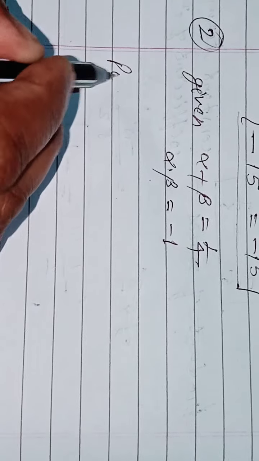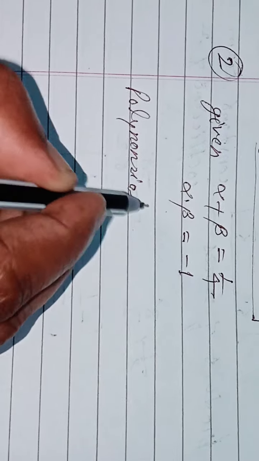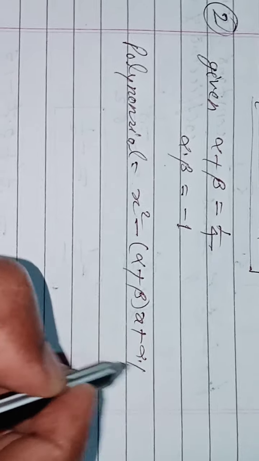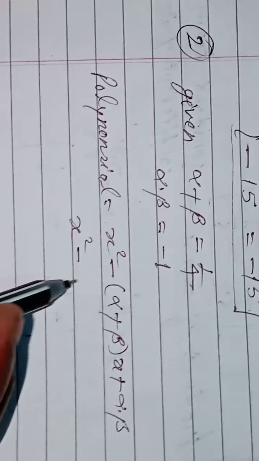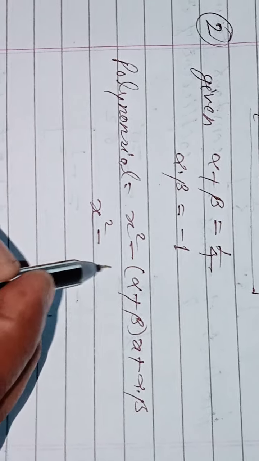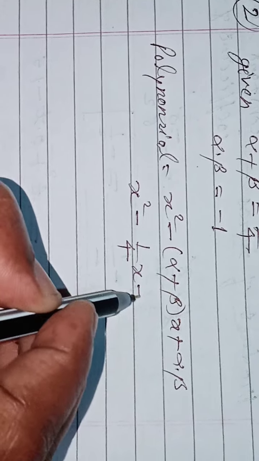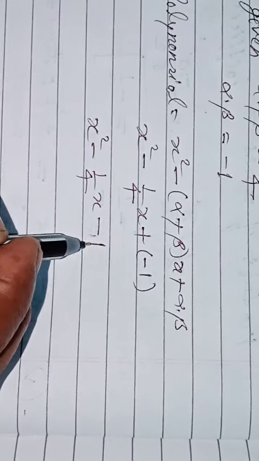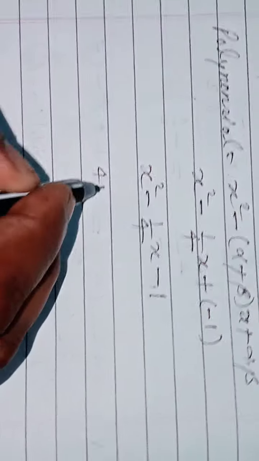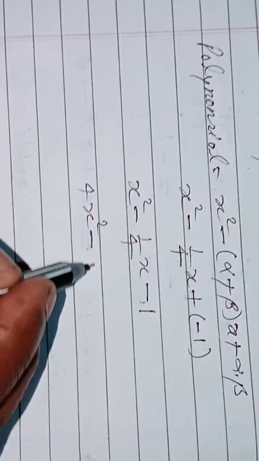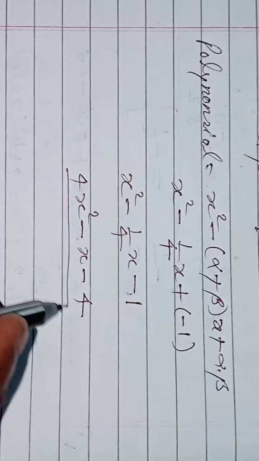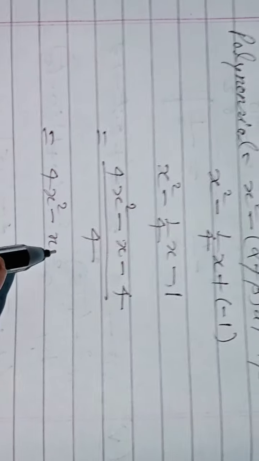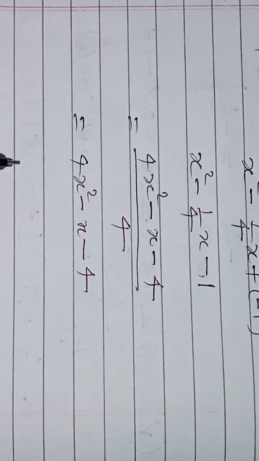First method, polynomial is equal to x square minus alpha plus beta into x plus alpha into beta. Here, x square minus 1 by 4 x plus minus 1, that is x square minus x by 4 minus 1. This is the polynomial, or simplify it. So 4x square minus x minus 4 whole by 4, and this can be written 4x square minus x minus 4. So this is the polynomial.